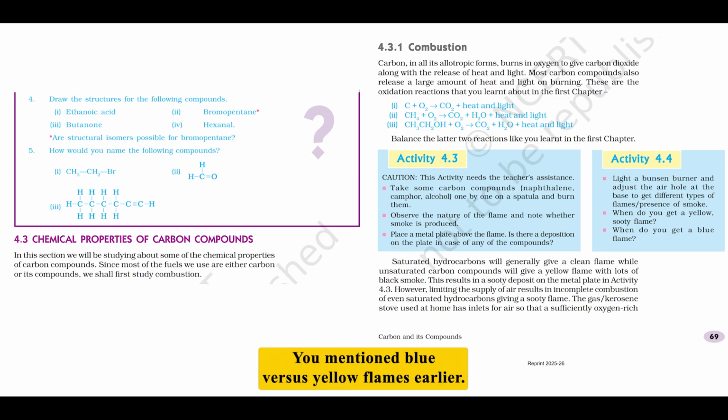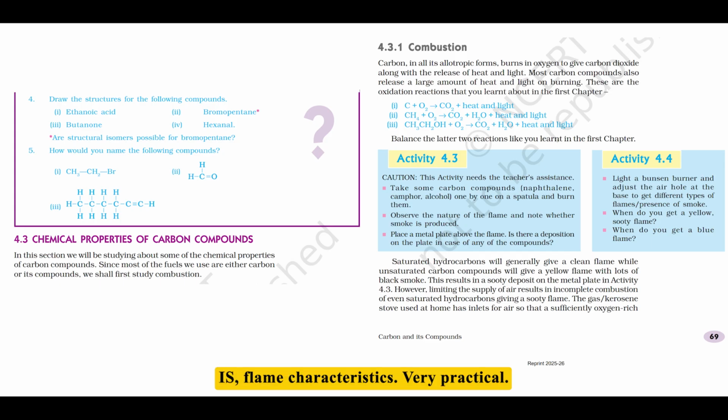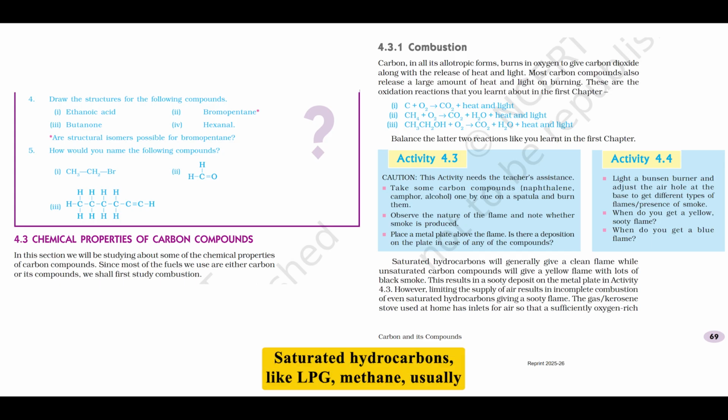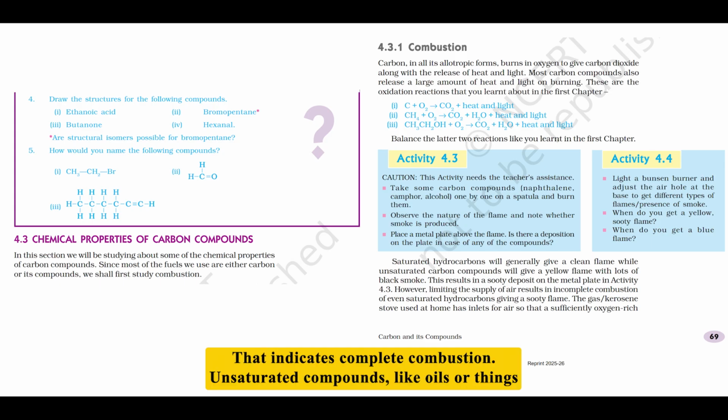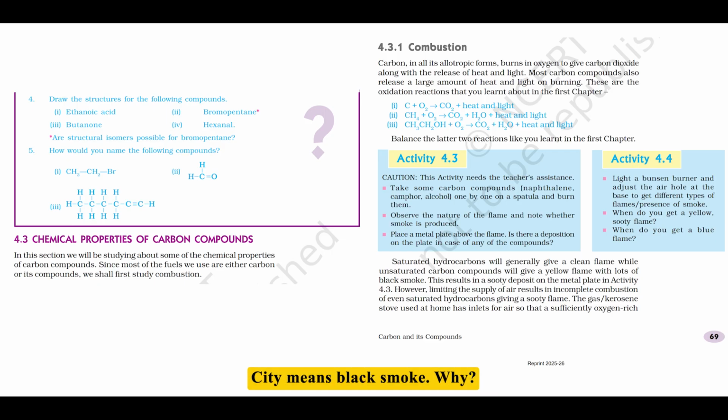What about the flame? You mentioned blue versus yellow flames earlier. Yes, flame characteristics, very practical. Saturated hydrocarbons like LPG and methane usually burn with a clean blue flame if there's enough oxygen. That indicates complete combustion. Unsaturated compounds like oils, or things with less hydrogen relative to carbon, often burn with a yellow, sooty flame. Sooty means black smoke.